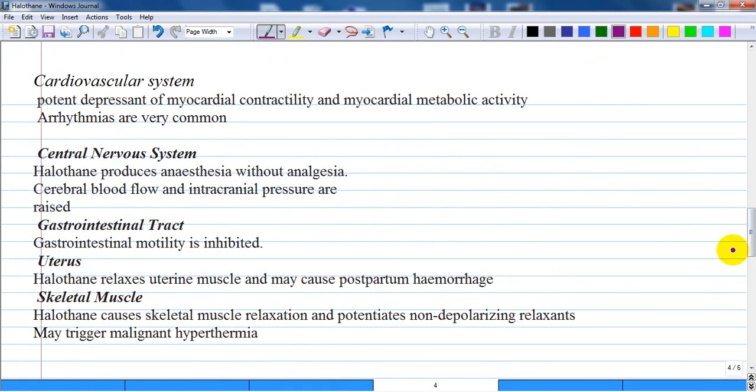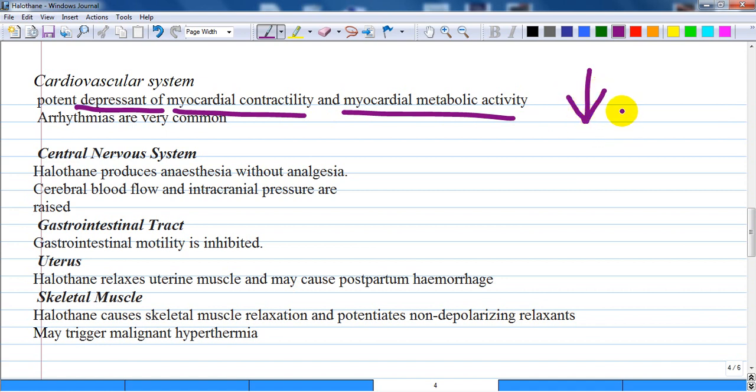Let's go to other systems, the cardiovascular system. Halothane is a potent depressant of myocardial contractility and myocardial metabolic activity as a result of inhibition of glucose uptake by myocardial cells. During controlled ventilation, Halothane anesthesia is associated with dose-related suppression of cardiac output with little effect on peripheral resistance. So decreased contractility, decreased metabolic activity, and also it could be associated with bradycardia.